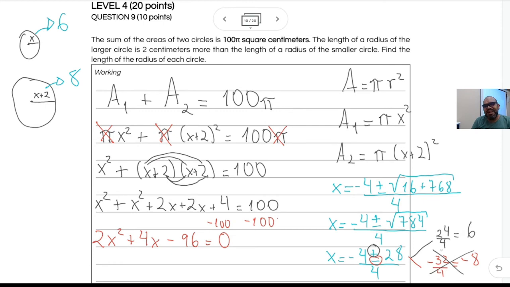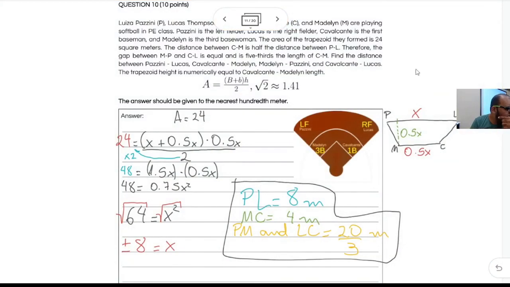Do we have a negative measure in this case for a radius? I don't. Okay. The answer is, the first one is 6. The second one is 8. Done. Question, last one, question 10. Pazini Lucas Thompson and Madeline Cavalcante are playing softball in PE class. Pazini says the area of the trapezoid is 24.